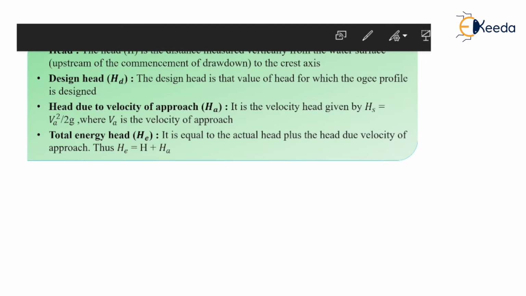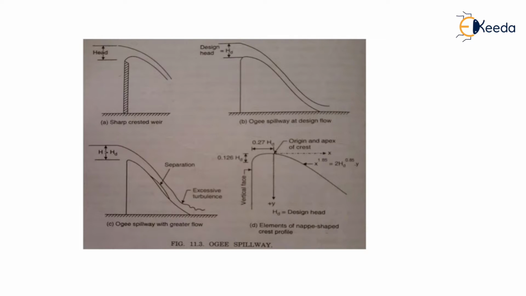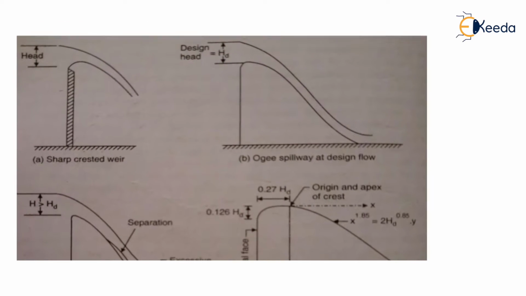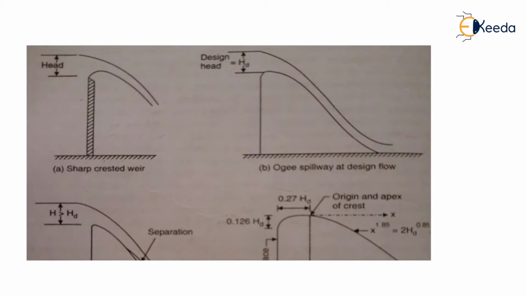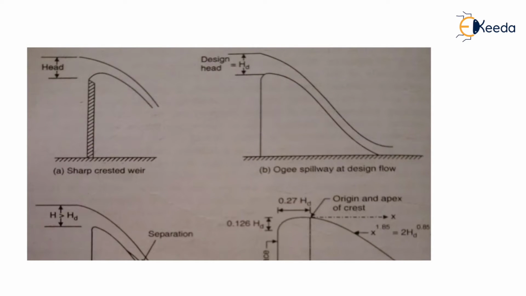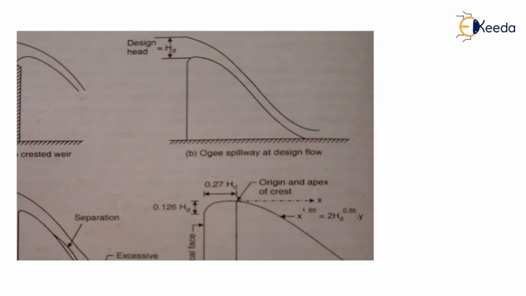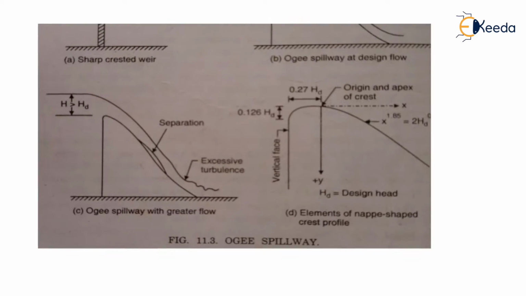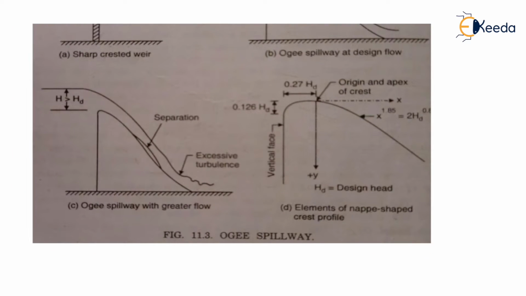So these are the four main head categories, and here they have shown the heads in a diagram. This is the sharp crest weir. You can see the head; it is simply a head. The value which helps in designing the Ogee profile is called the design head. You can see here the Ogee spillway with greater flow, when the head is greater than the design head.